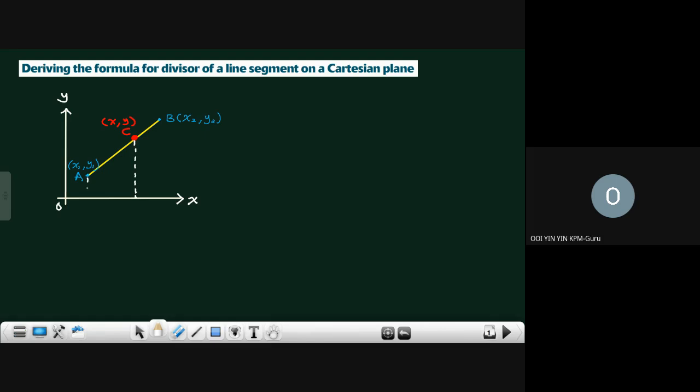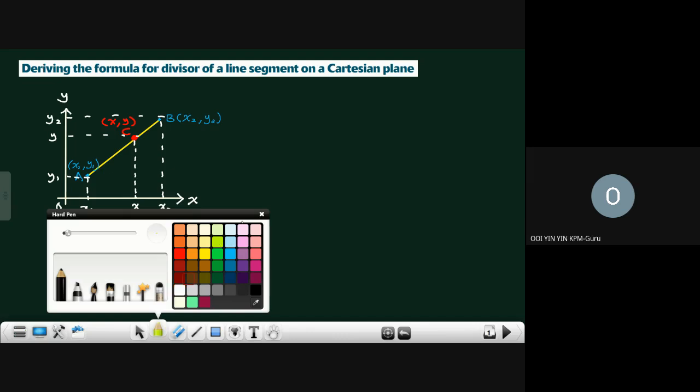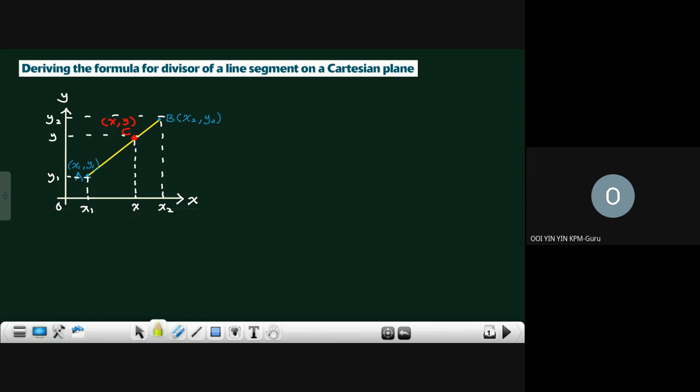Here, this line, and the line here. So this is your x1, and then here is your x, here is your x2. Same goes for here. This is your y1 here, and then here will be your y, and then here will be your y2. Okay, so now I want this triangle.